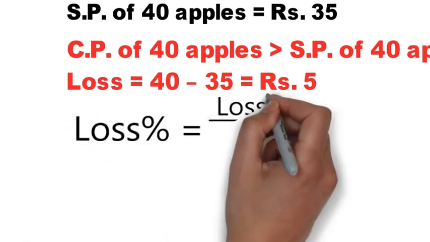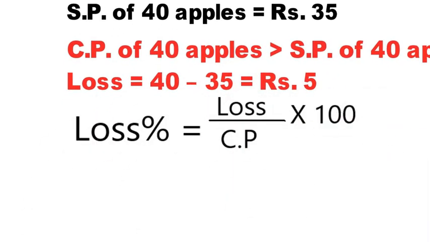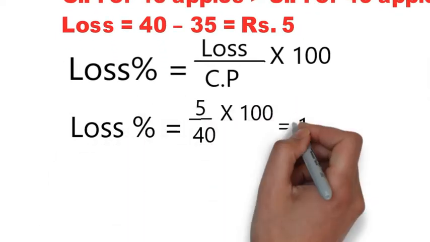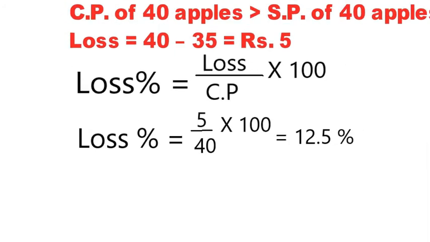Loss percent equals loss by CP into 100. Loss percent equals 5 by 40 into 100 equals 12.5%.